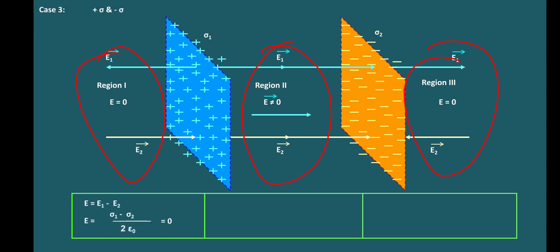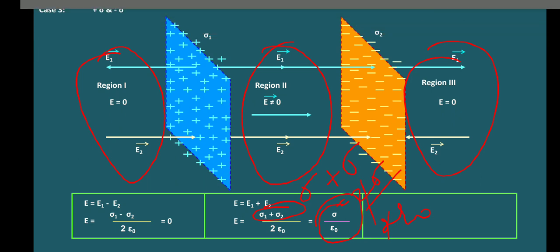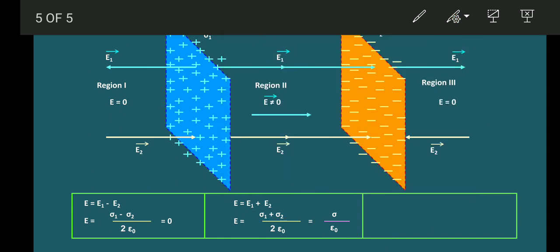There is a value. The second region will be sigma 1 plus sigma 2 divided by 2 epsilon naught. Here the surface charge density is the same, so you write sigma plus sigma, that is 2 sigma divided by 2 epsilon naught. The 2 gets cancelled, so the electric field intensity will be sigma by epsilon naught inside the two oppositely charged plane sheets. Then the third region is also 0, because they have the same surface charge density but are acting opposite to each other.